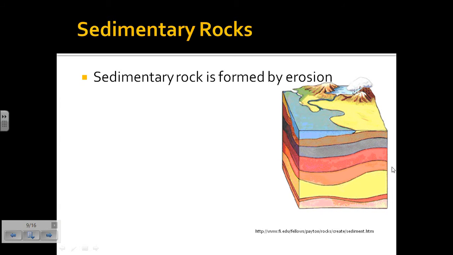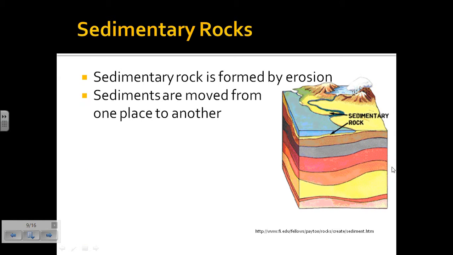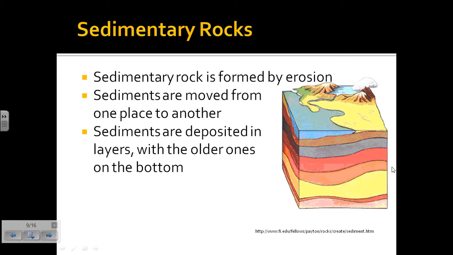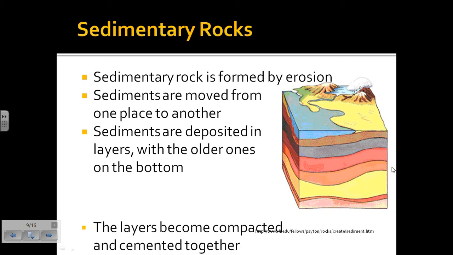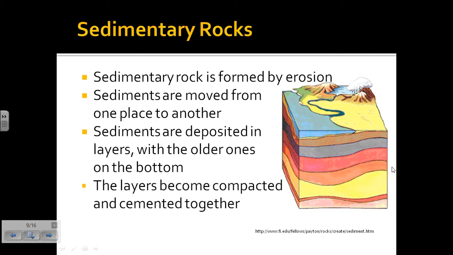Sedimentary rock is formed by a process called erosion. The sediments are moved from one place to another. The sediments are deposited in layers, with the older ones on the bottom and the newer ones on the top. These layers then become compacted and cemented together, forming several layers, which are called the sedimentary rock layers.